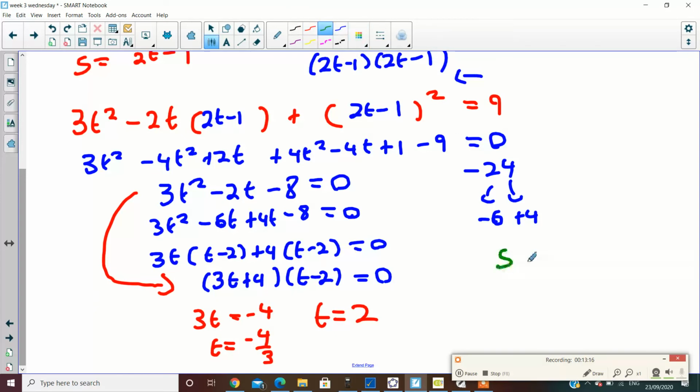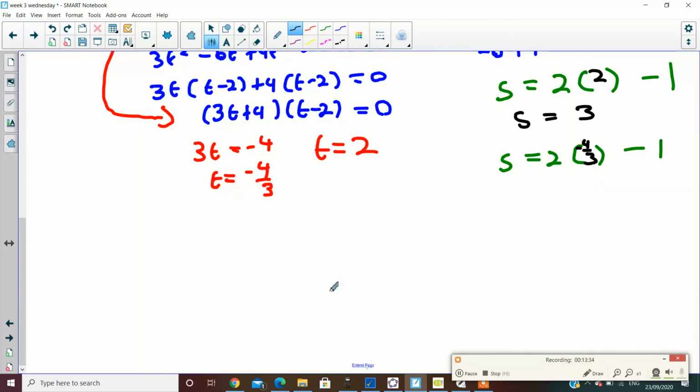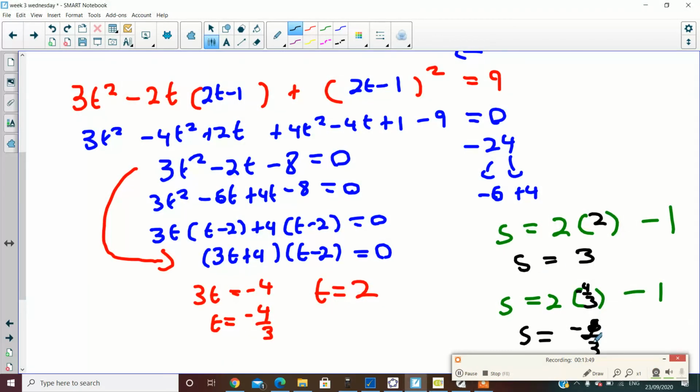However, s equals 2 times t take away 1. You gotta do it twice. You get 2, that's minus 4 over 3. S equals, what's that? Minus 8 over 3, take away 1. And we get minus 5 over 3. Right, let's pause this for a second. Knew there was something. Minus 11 over 3, because it's minus 8 over 3, minus 3 over 3, which is minus 11 over 3. Fair enough.